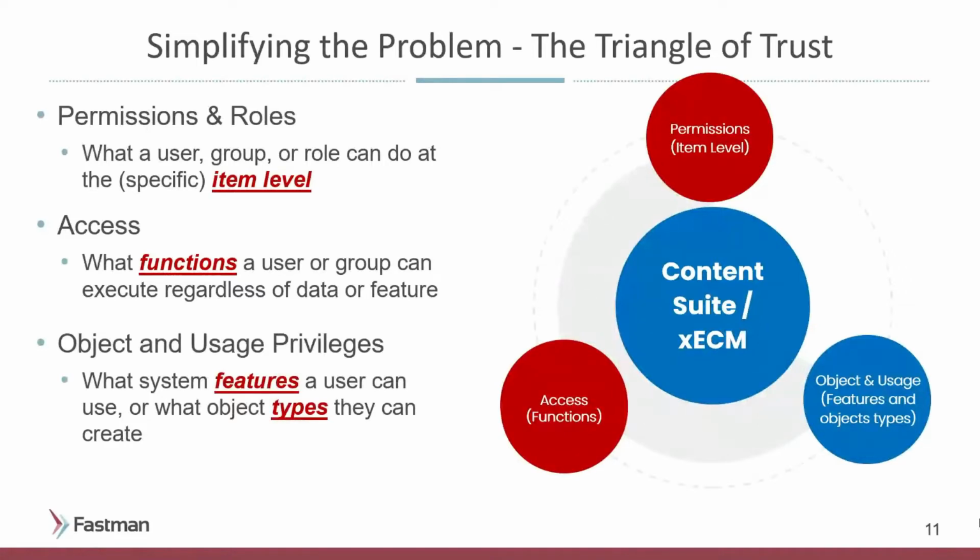So we start with permissions and roles. Okay, we start with what a user or a group or a role can do on a specific item level. A specific item level means a document or a folder or a workspace, maybe a physical object, this sort of thing. So that's the traditional: see contents, edit attributes, delete, and so on. That's the first thing. The second thing we do is we talk about what functions a user or a group can do regardless of the data or the feature they're using. So that means, for example, can the user download an item?